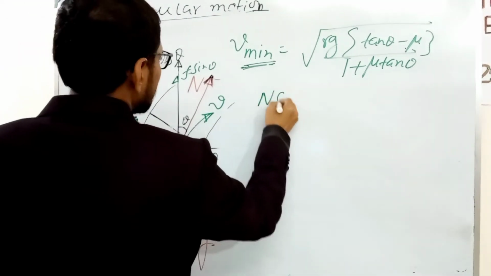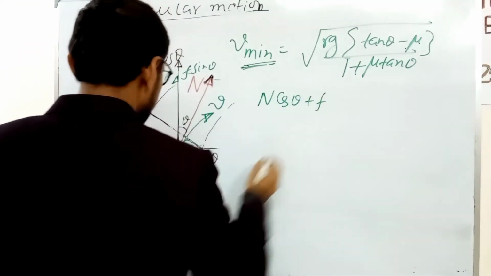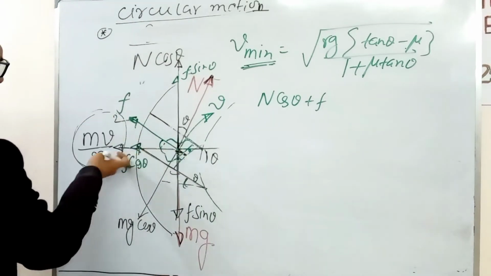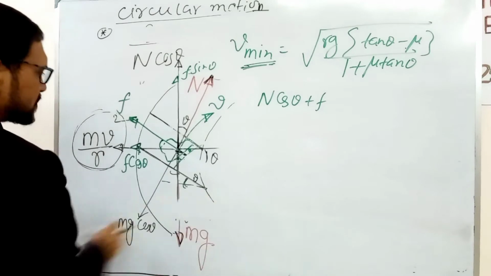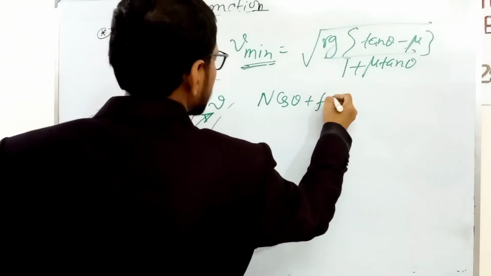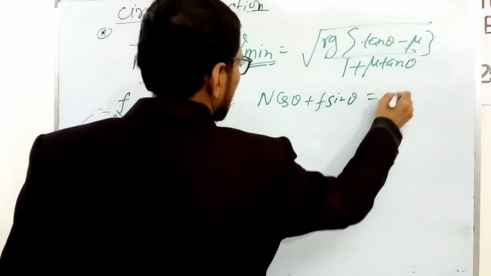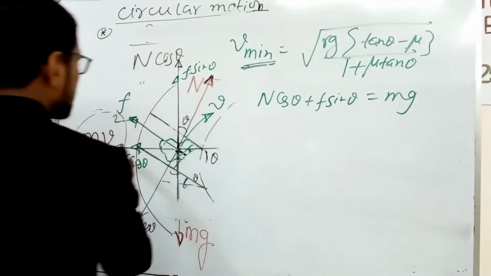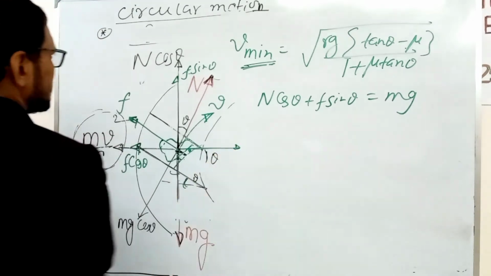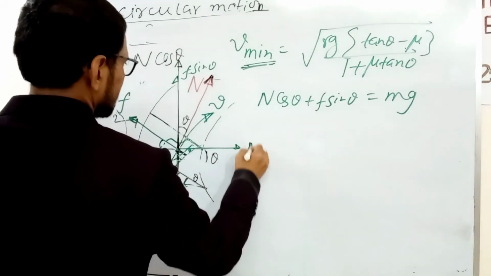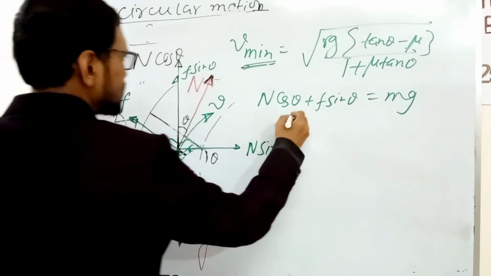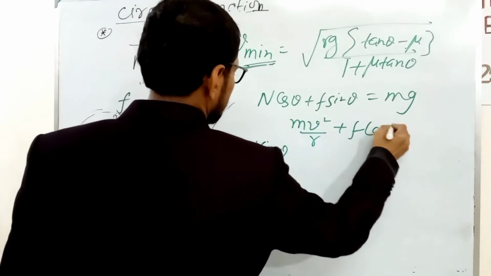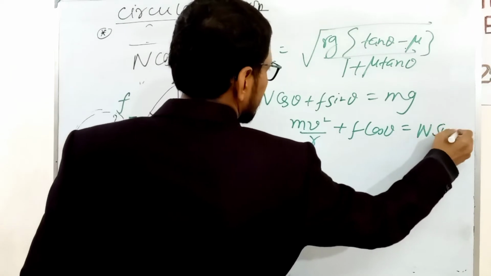Now N cos theta plus friction force F sin theta. If the friction force acts this way, then we can resolve friction in this and this direction. So here N cos theta plus F sin theta balances the weight, and mv square by r plus F cos theta equals N sin theta.